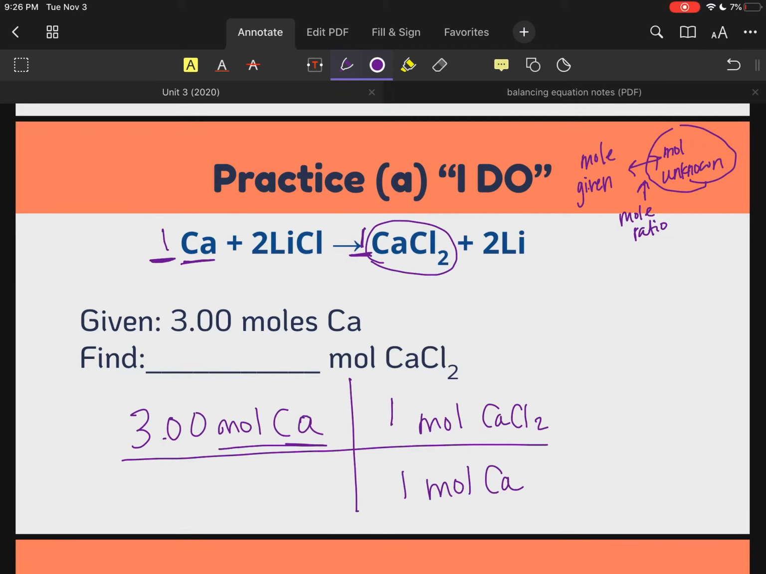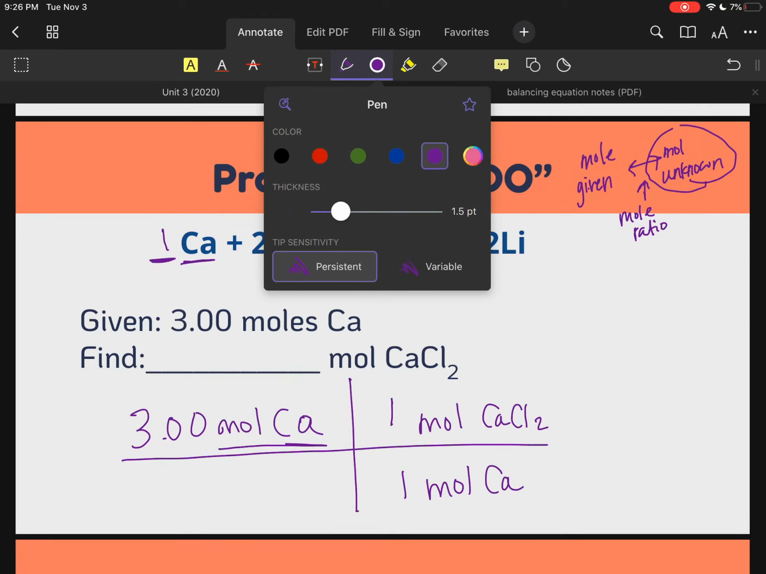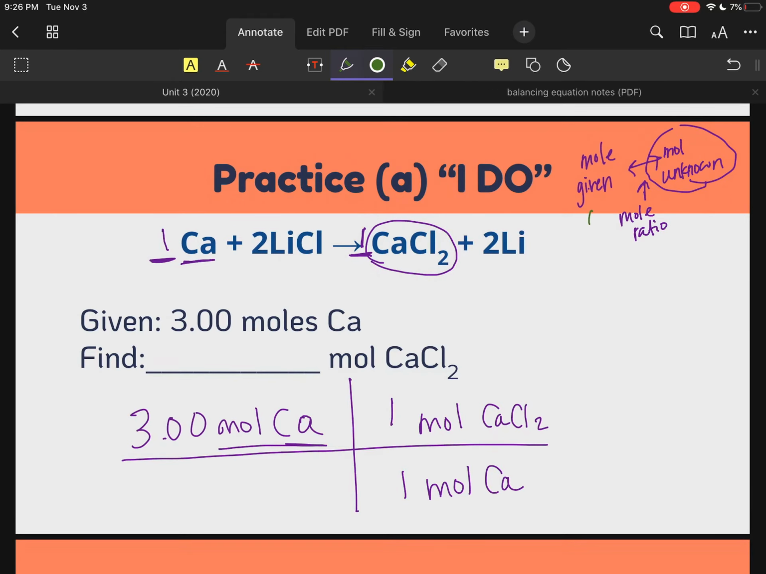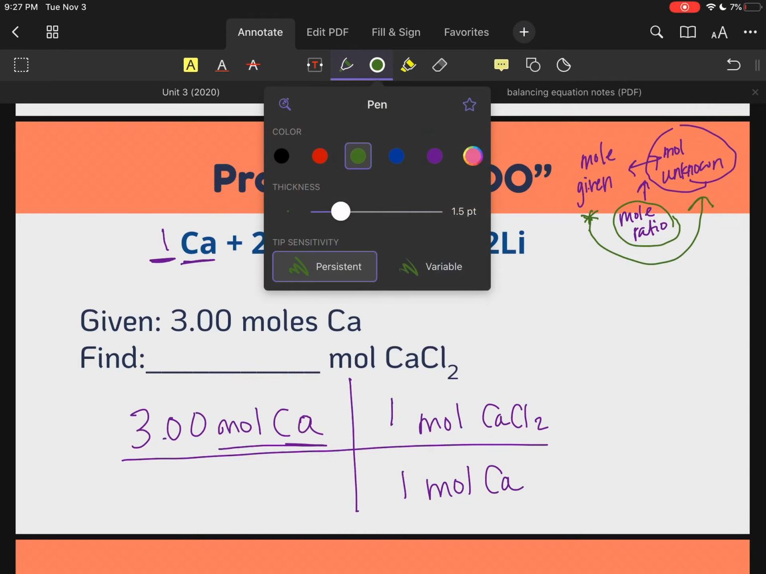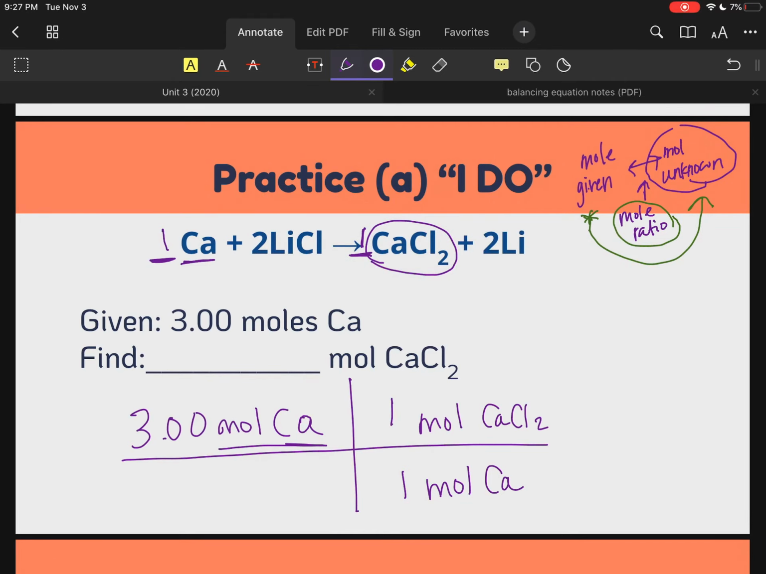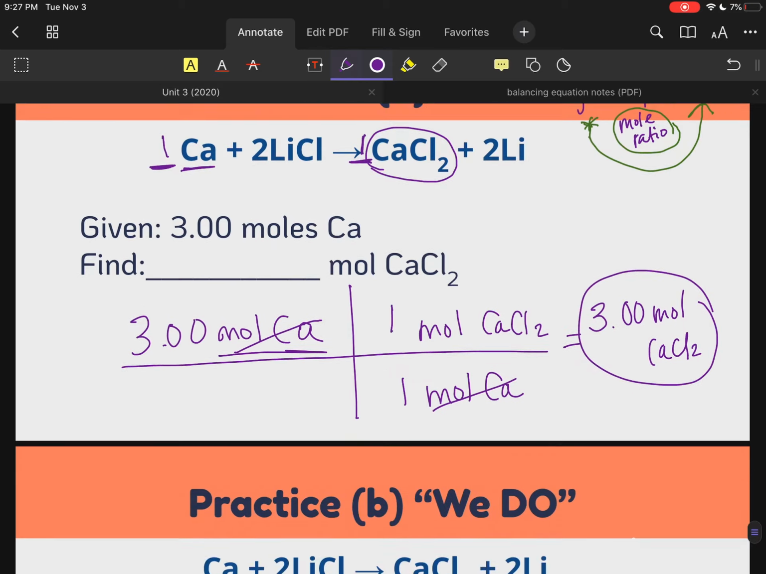I just look what number's in front of that one. Okay, so I started, let me change the color so maybe you can see, I started here and I went to my moles of my unknown by using my mole ratio. Okay, so now once I solve, I'm just going to multiply the top, divide by the bottom, and I get 3 moles calcium chloride, right? Because my moles of calcium has canceled out.